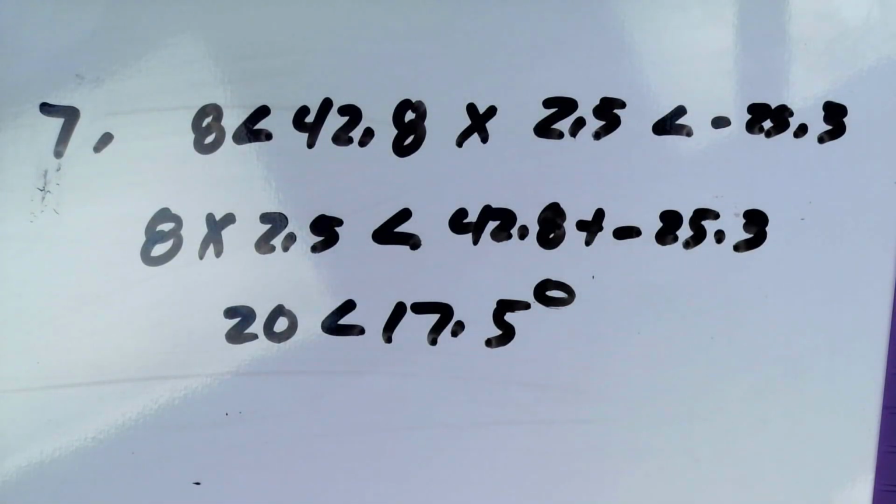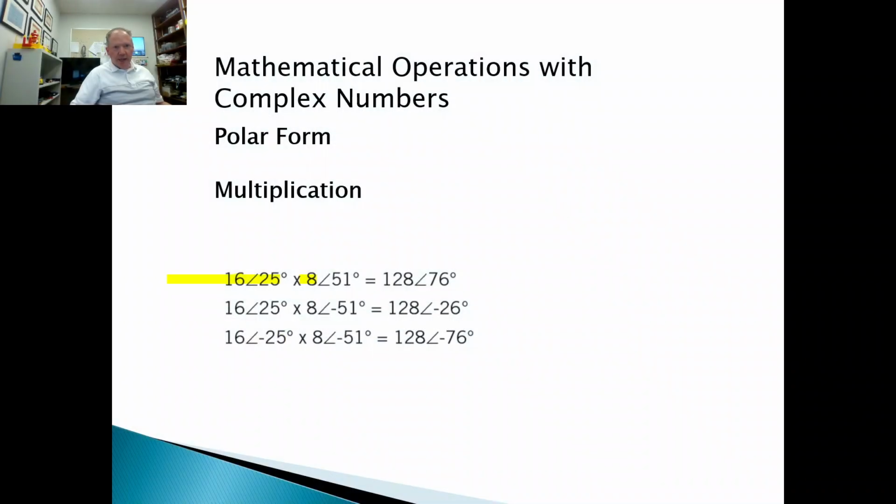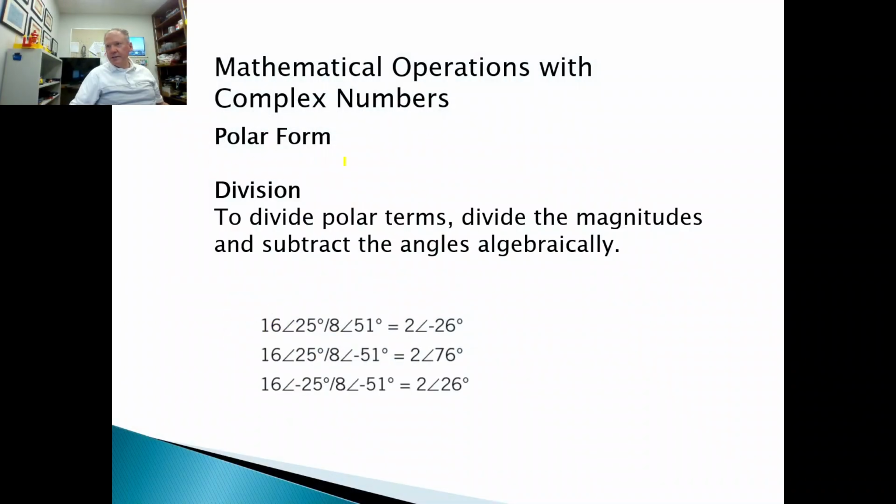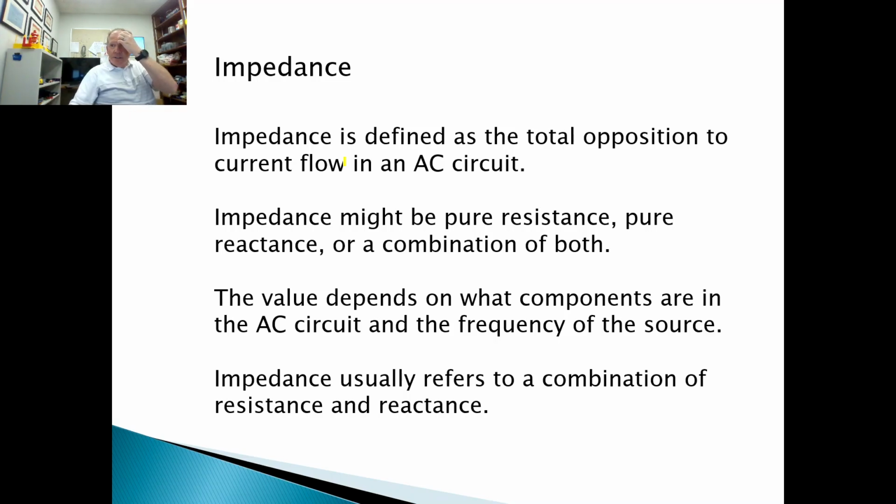Okay, so now that we kind of have that under our belt, let's come into the idea of impedance. So impedance is the total opposition to the current flow in an AC circuit. Now it might be pure resistance, it might be pure reactance, or more than likely it's going to be a combination of the two.